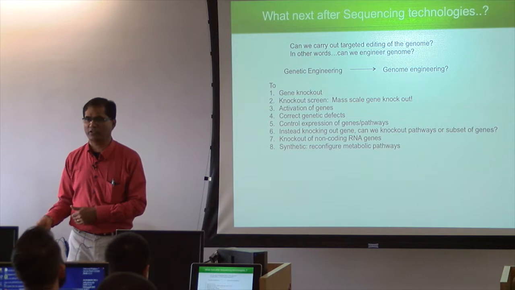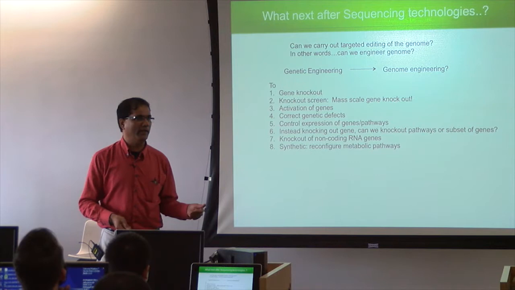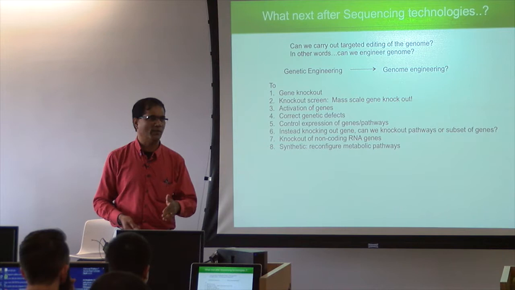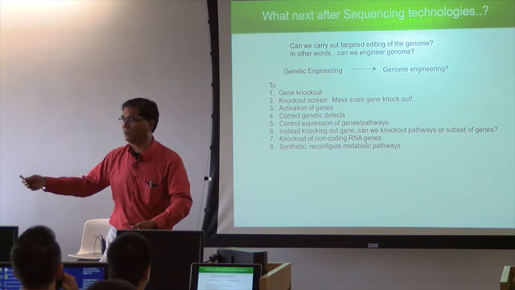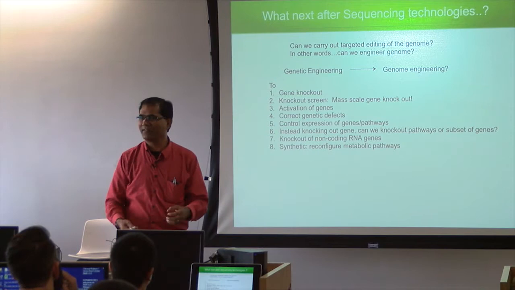We don't have any other way to knock them down, because if you want to knock it down by RNAi, it should be in the cytoplasm. RNAi may not work. We don't know. So what can we do? Can we do that by genome editing? Right? Synthetic biology. Can we configure new metabolic pathways? You know, different pathway enzymes. You can activate different enzymes, okay, and then create a new metabolic pathway to get a new metabolite.